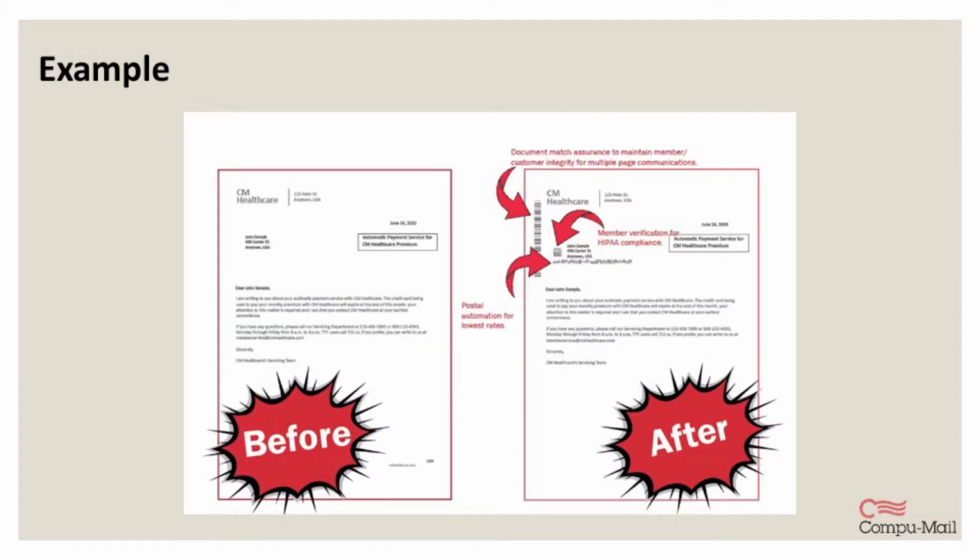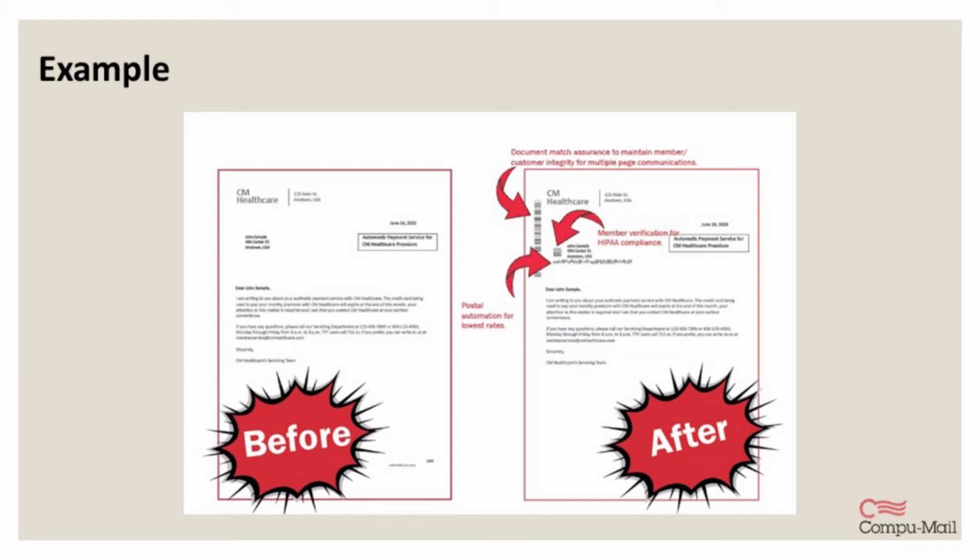Here's an example of what a communication might look like before and after the DTE. So you can see here that we added some codes to the piece on the right. So we've got this barcode here on the left side. That's for document match assurance to maintain integrity for multiple communications, making sure that Sally's information doesn't end up getting mixed in with John's information, vice versa.